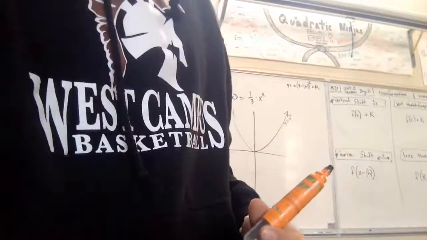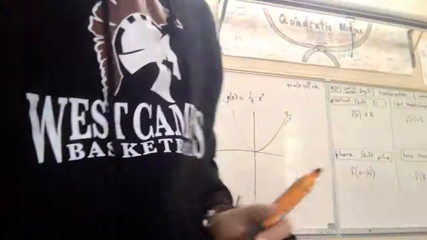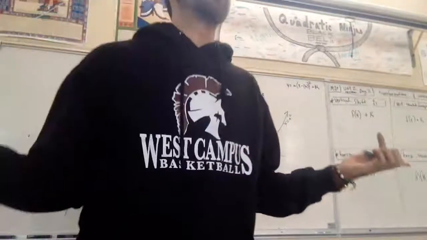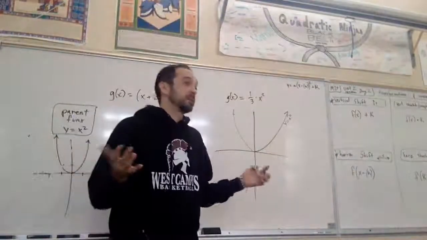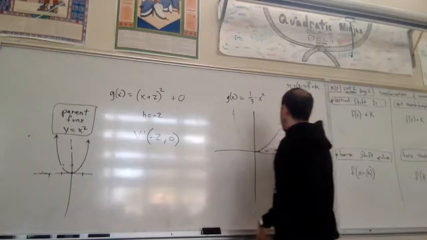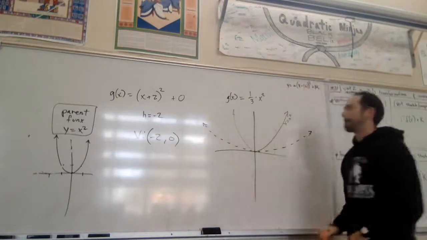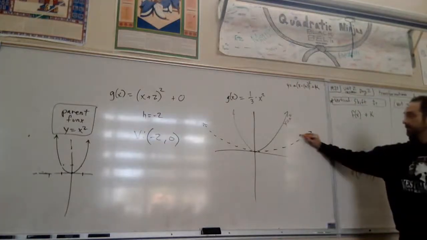All right, what'd you tell your neighbor? Is it getting more narrow or getting wider? You guys remember? When it's a fraction, it's getting wider. So we would have it like this. That's a G.